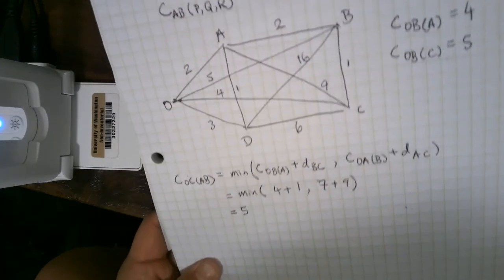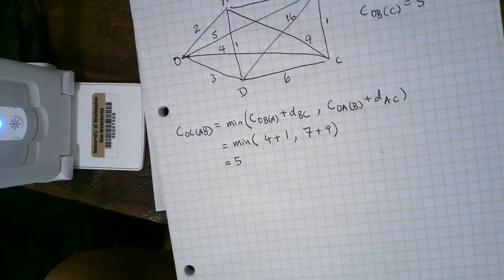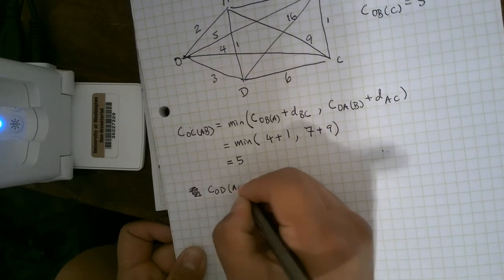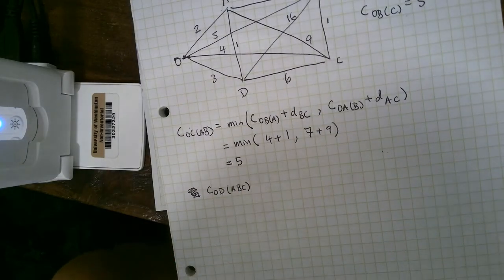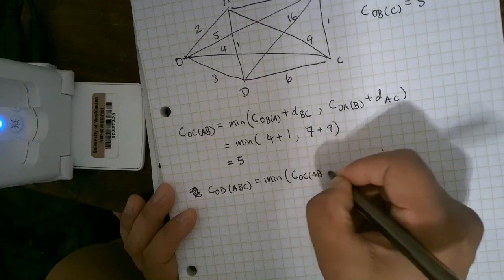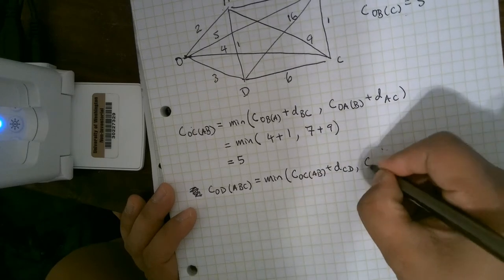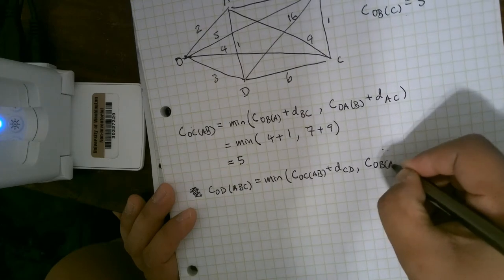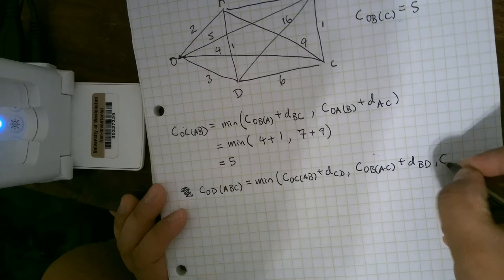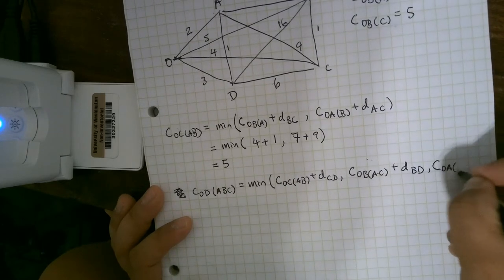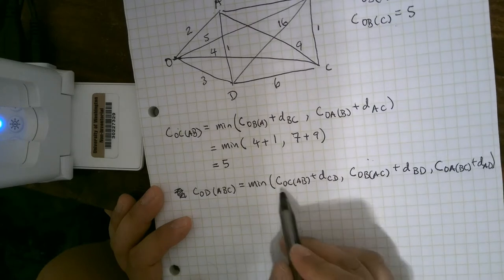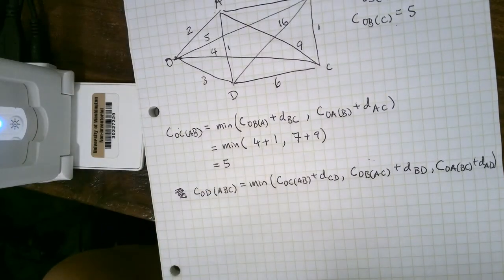Then, when we go to the next step, let's say we wanted to do something more complicated. Oh, sorry. Cost from O to D, also visiting A, B, and C. Well, then we would need the minimum. We could go cost from O to C, also visiting A and B, plus the distance from C to D. Or we could go cost from O to B, also visiting A and C, plus the distance from B to D. Or we could go cost from O to A, also visiting B and C, plus the distance from A to D. And then these three would already have been computed in the previous step. So we're increasing in size at every step.